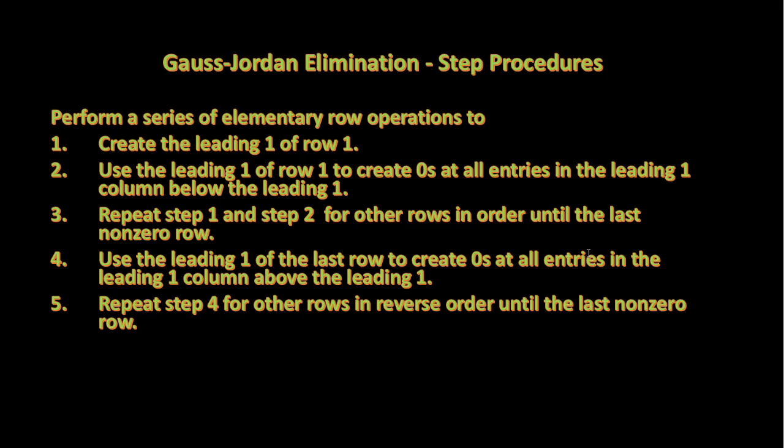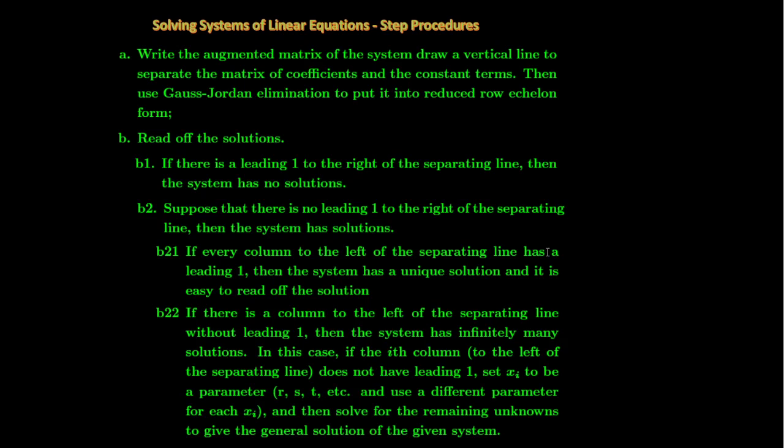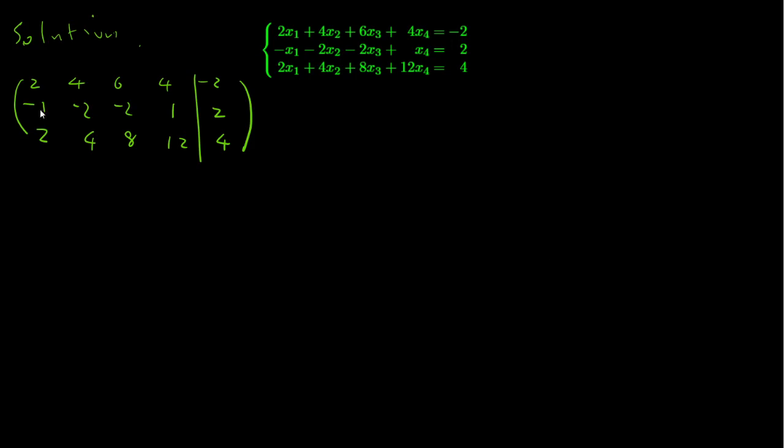The first thing we do is create the leading one of row 1. By that we mean we want to perform an elementary row operation to make this location 1. Anybody want to tell me how to choose a simple operation to make this location 1?